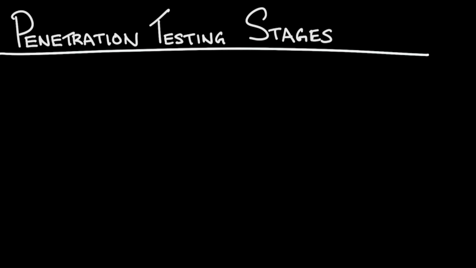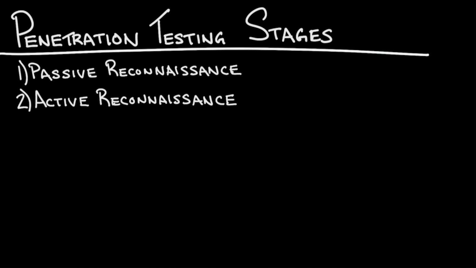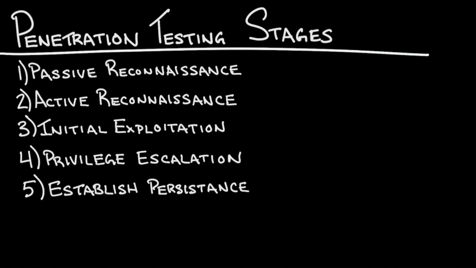There are 6 penetration stages covered by the CompTIA Security Plus exam. The first is Passive Reconnaissance, followed by Active Reconnaissance, and next we have Initial Exploitation. After we gain access, we are going to escalate privileges on the target system. Then we will establish persistence on that system. And then finally, we will pivot to a new target inside the targeted network.